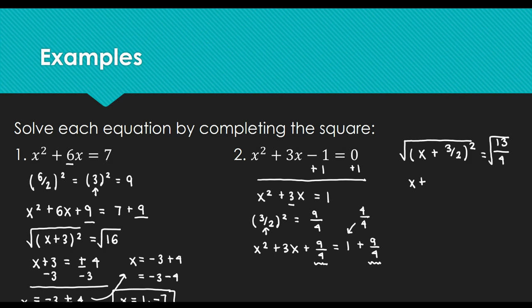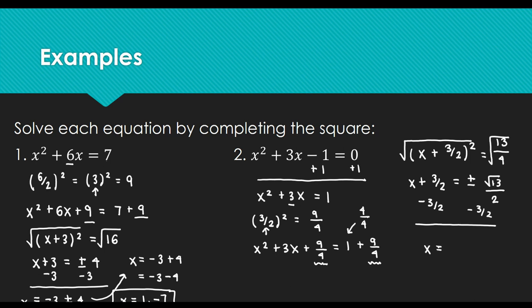And so that leaves us with just the x plus 3 halves. Over here, we don't want to lose the fact that we have two answers. Because there's a fraction underneath the square root, we get to break it apart as the square root of 13 divided by the square root of 4. However, in the denominator, it's a perfect square. Square root of 4 is 2. And so now I want to move that 3 halves over by subtracting.